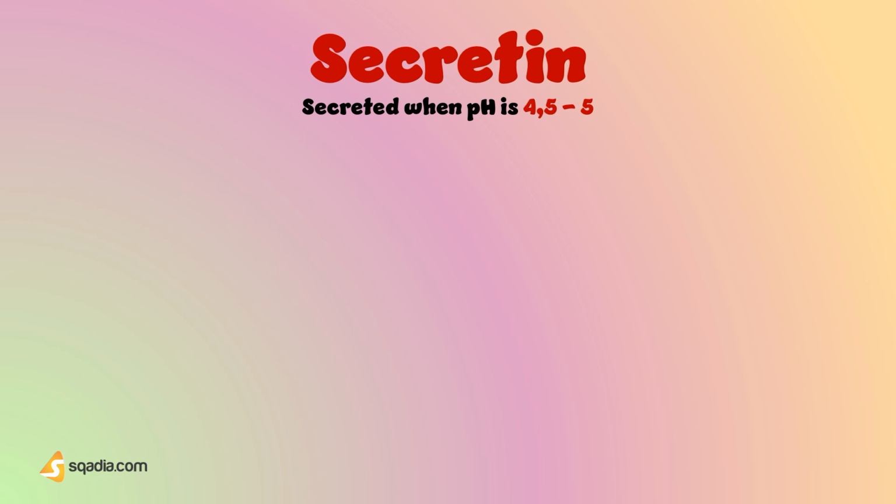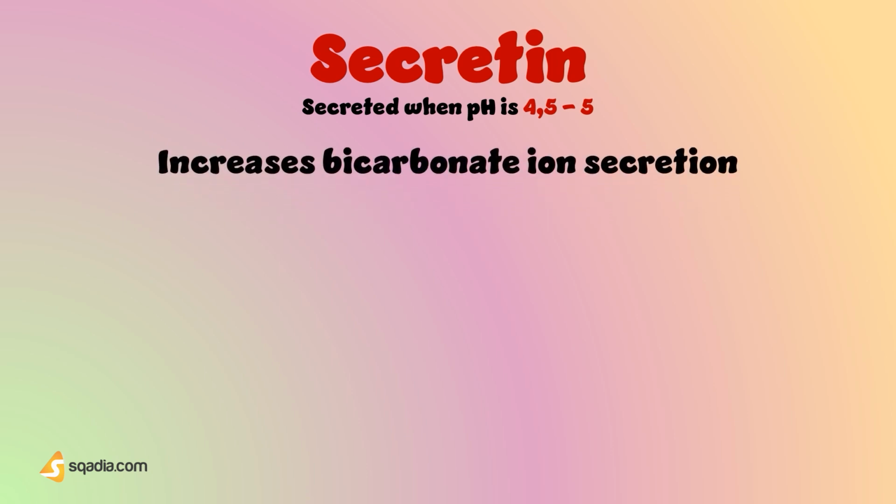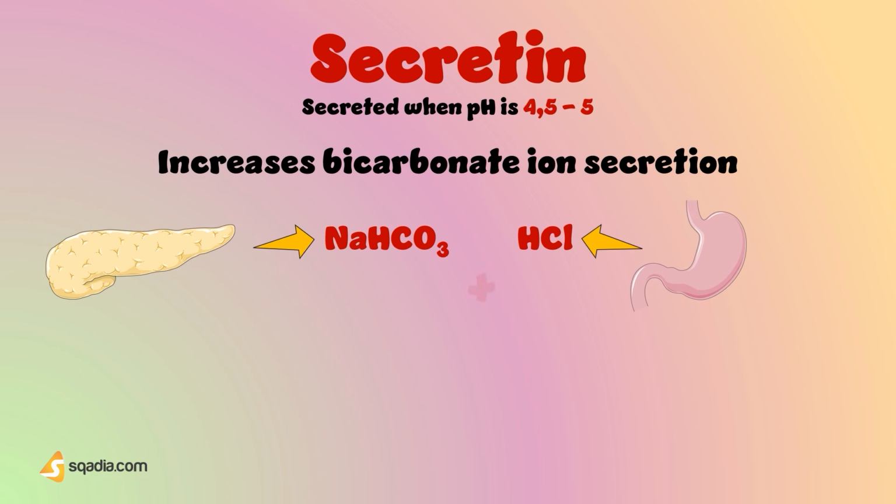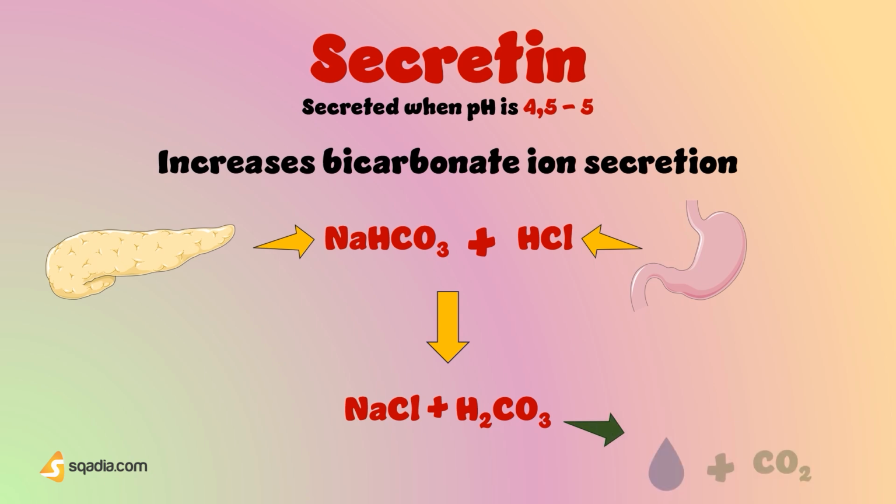This hormone will have a direct effect on the pancreatic secretions, increasing the bicarbonate ion secretions. First, the pancreas secretes bicarbonate ions in the form of sodium bicarbonate that joins together with the hydrochloric acid that comes from the stomach. This will react to form sodium chloride, which is a neutral salt, and carbonic acid, which will immediately dissociate into water and CO2. And since CO2 is a gas, it will easily diffuse to the bloodstream and be excreted via the lungs.